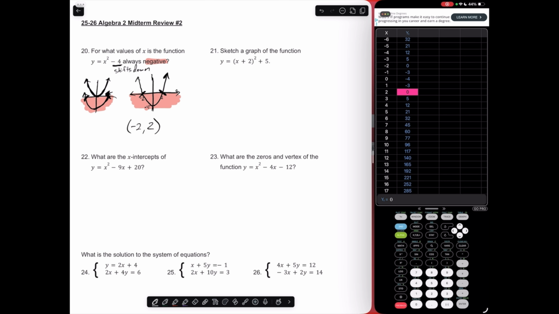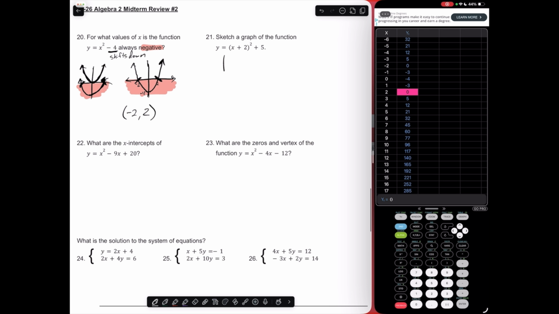All right, 21, sketch a graph of the function. So again, x squared we know would look like this here, based on our A, H, and K rules.